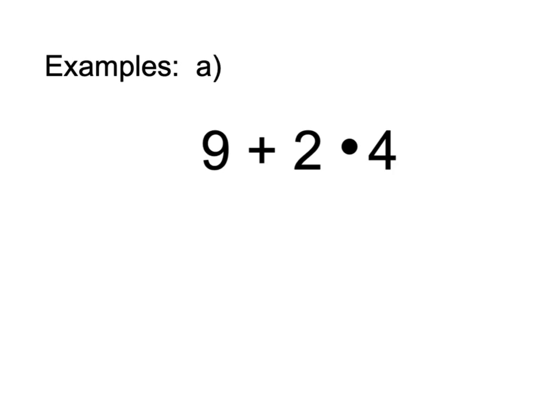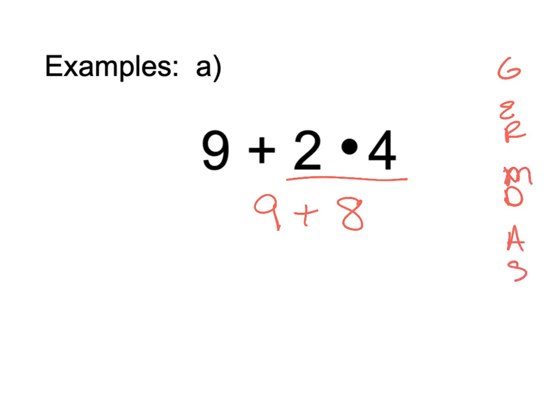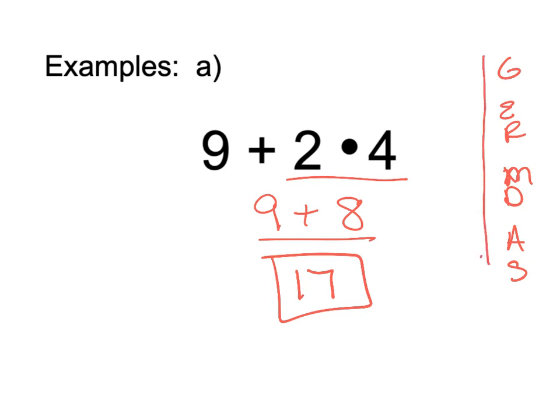Here we go. 9 plus 2 times 4. Any grouping symbols? Nope. Exponents, radicals? Nope. Multiplication, division? Yep. This one here. So 2 times 4 is 8. Rewrite it. I have 9 plus 8. Any addition or subtraction? Yep. 9 plus 8 is 17. There's our answer. So again, I'm going to keep going straight down, and when I get to these, I'm going to go left to right each time.